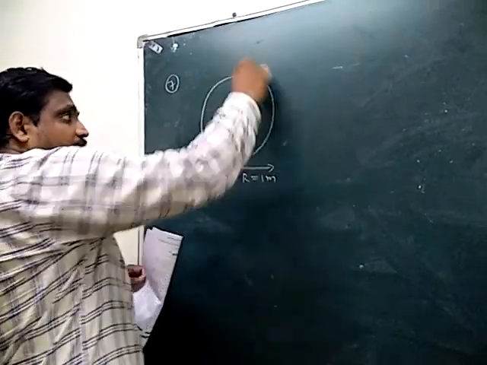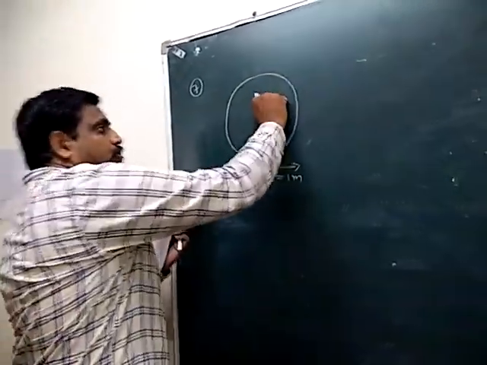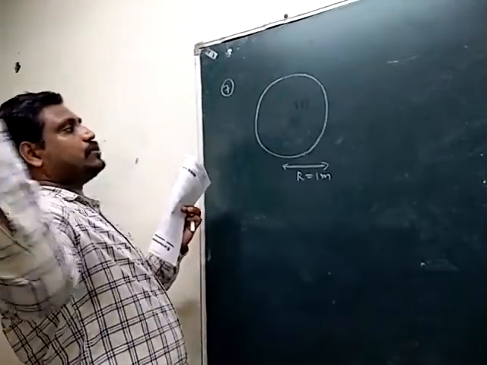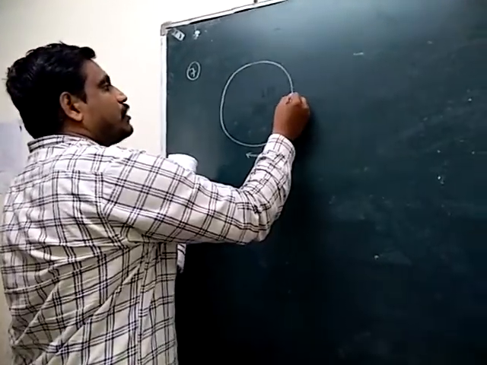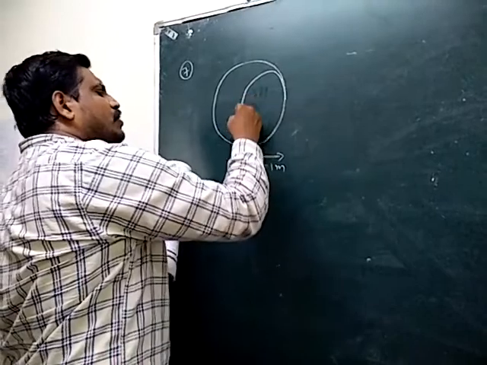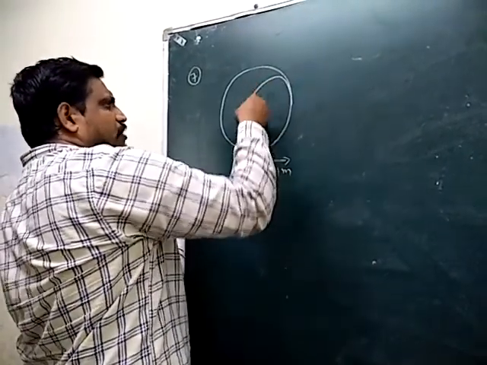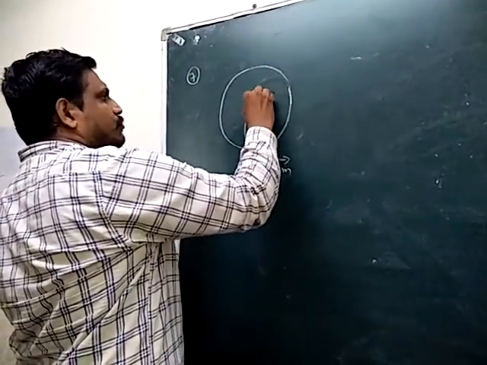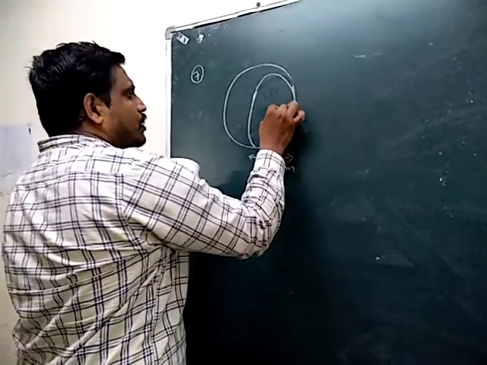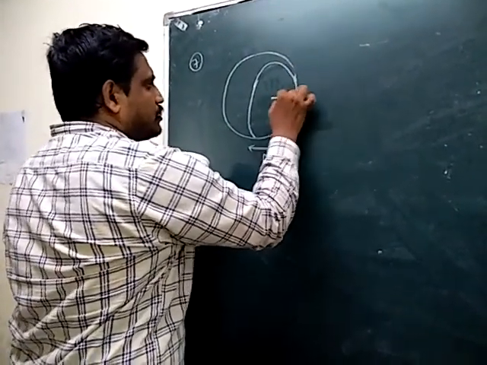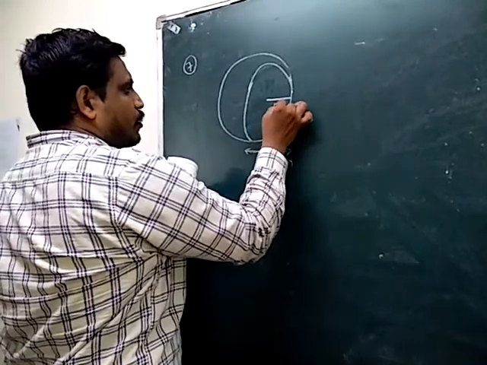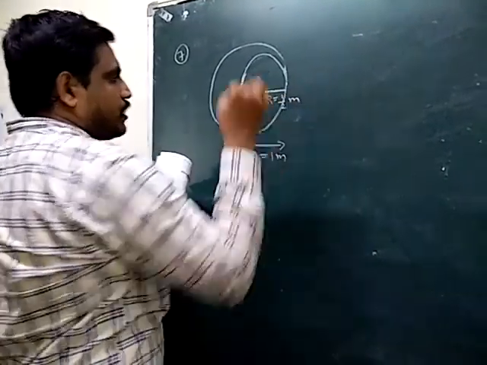That means this is the original sphere. In this, some part is removed. Some part removed means, look here. Here this part is removed. This part is removed. Here in this part radius is given 1/2 meter.